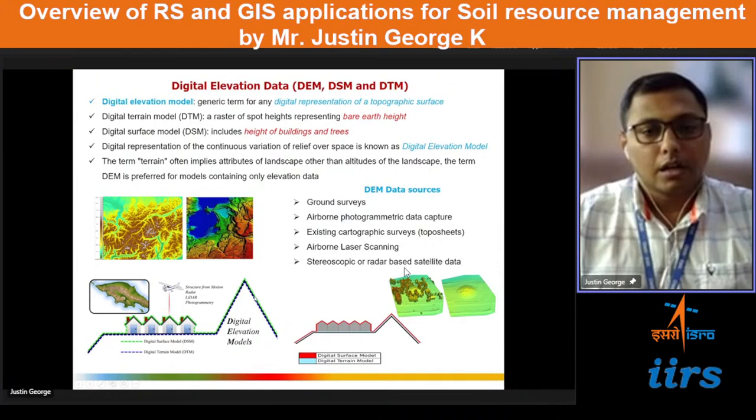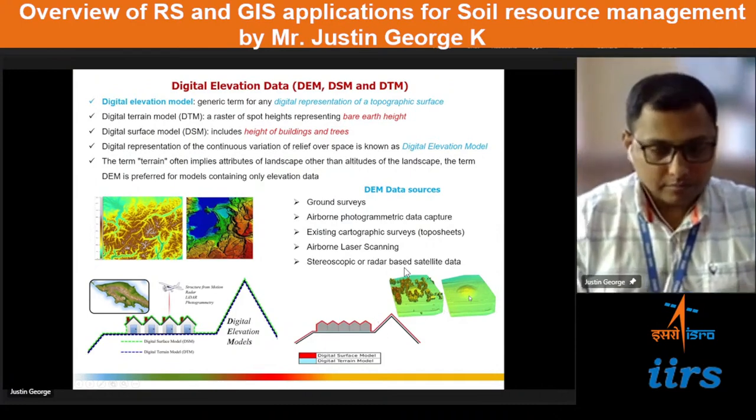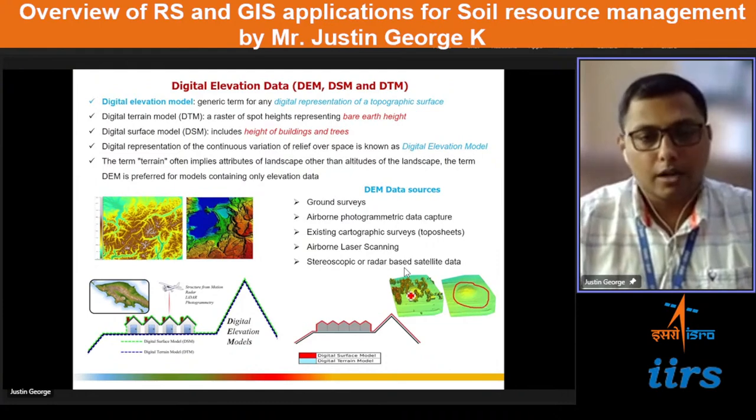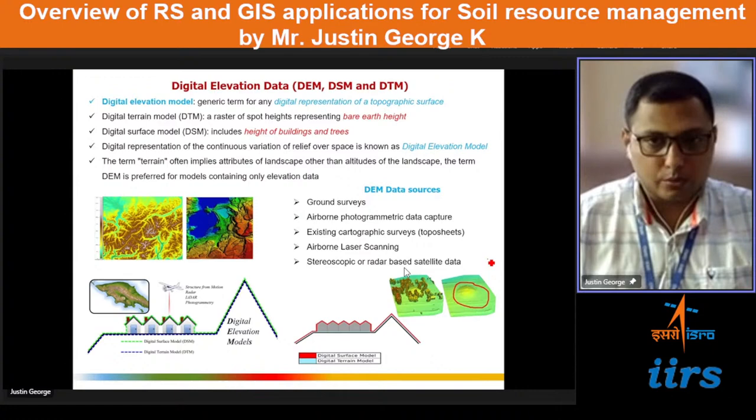So these images clearly show the difference between surface model as well as the terrain model. Here you can see the surface is mainly devoid of all the structures. This is basically the terrain model. Here the height of the trees and other buildings, all these structures are also included.